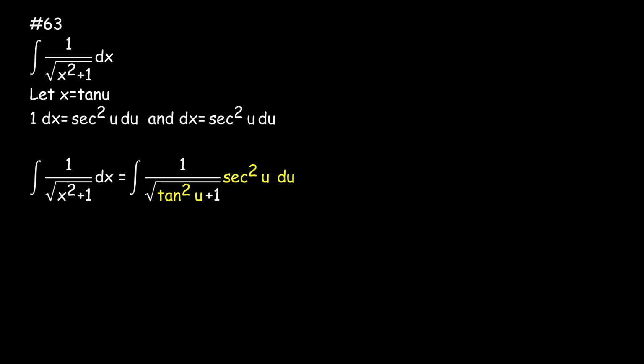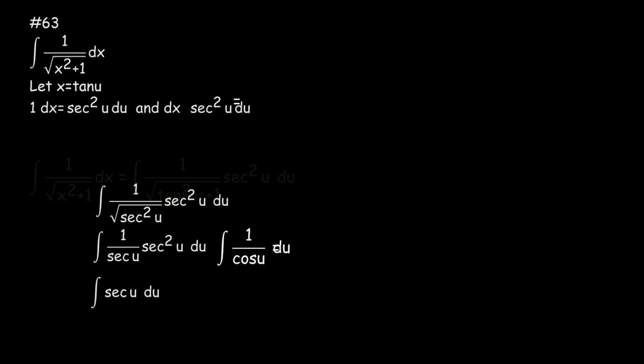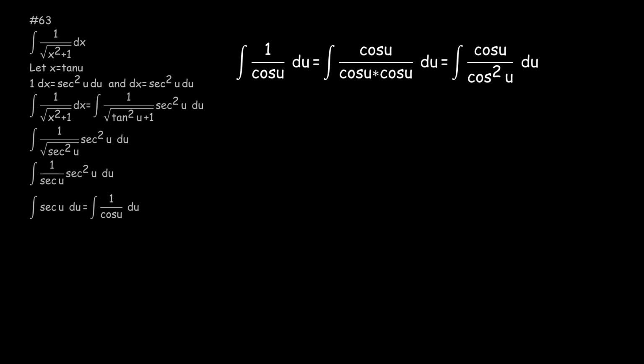But then the square root of sec squared is just a sec, right? So it will be sec u, and then we're going to have 1 over sec u times sec squared u, and it cancels out to give us the integral of sec u. This will be the integral of 1 over cos u. Let's see how to do this. Cos u can be written as cos u over cos u times cos u, which is cos u over cos squared u. If we recall, cos squared u can be rewritten as 1 minus sine squared u, right?